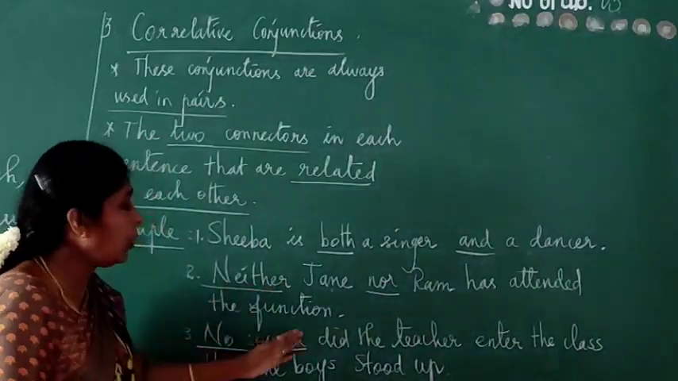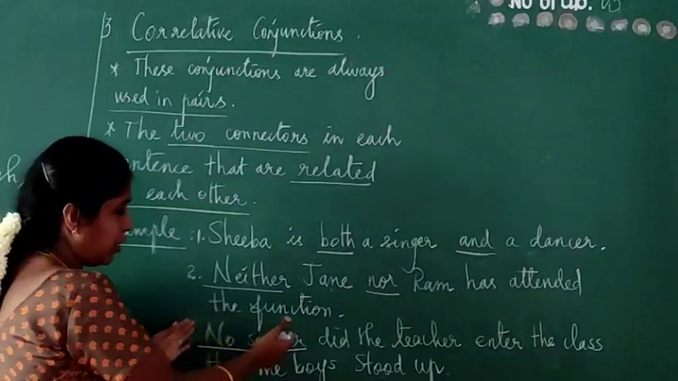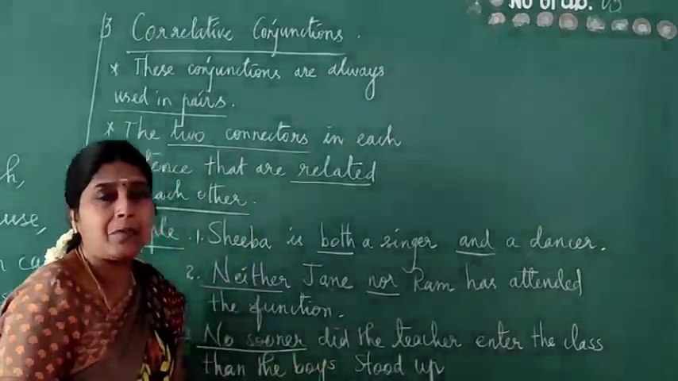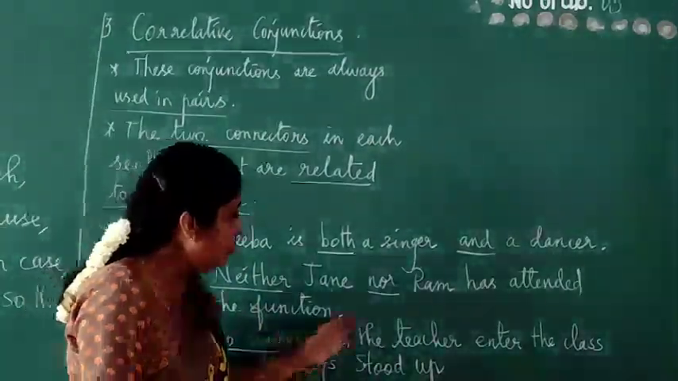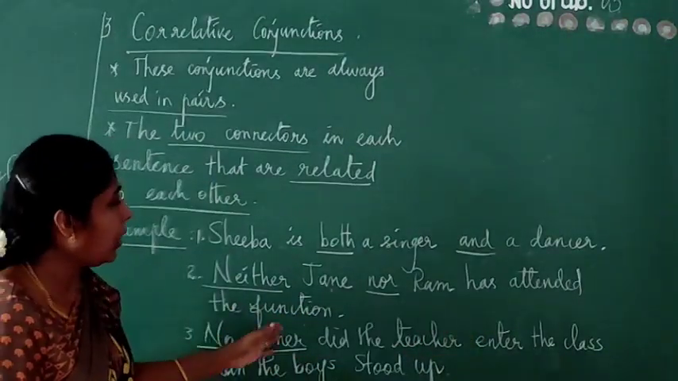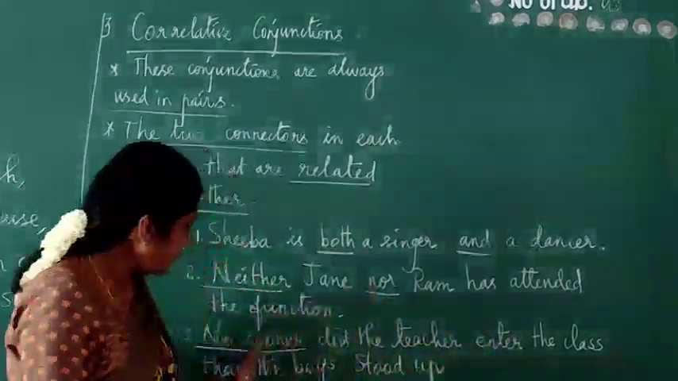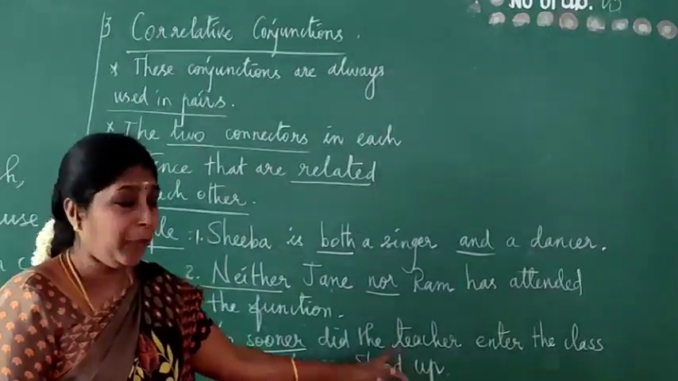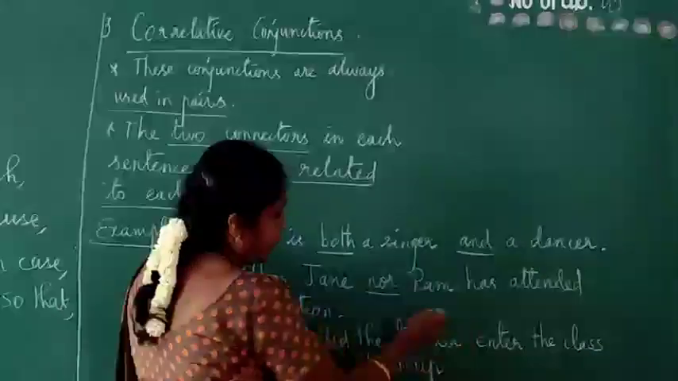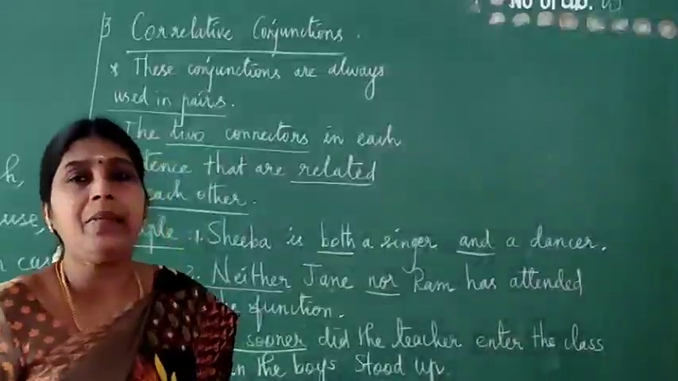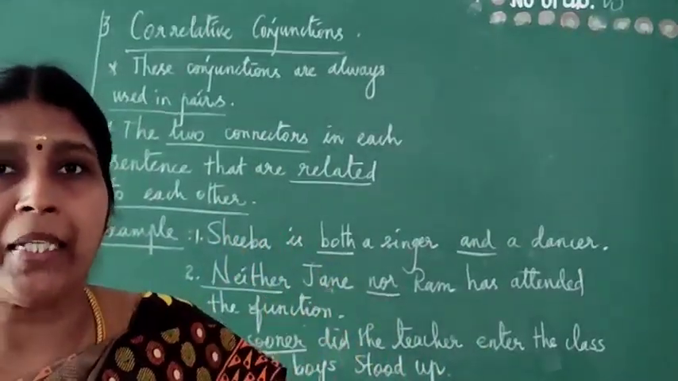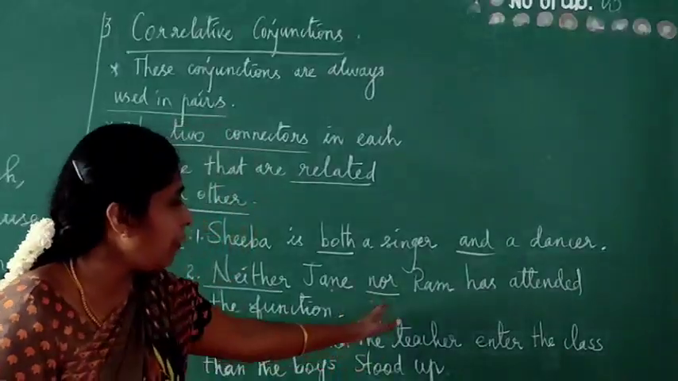So here, no sooner did the teacher enter the class. If this word comes, no sooner, we never write the verb as entered. We have to split the verb. Here, did plus enter. That means past tense entered. We can write, no sooner the teacher entered the class than the boy stood up. That is correct, but when no sooner comes at first, we have to split the word. Entered, that means past tense, we have to divide it as did plus enter. Enters, that means does plus enter. So we have to split the word and write it down.